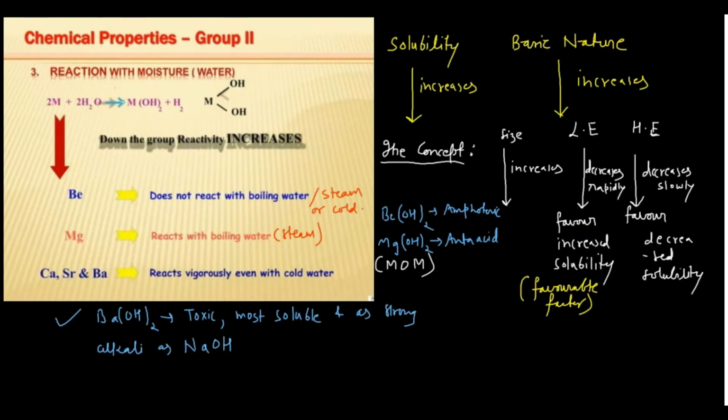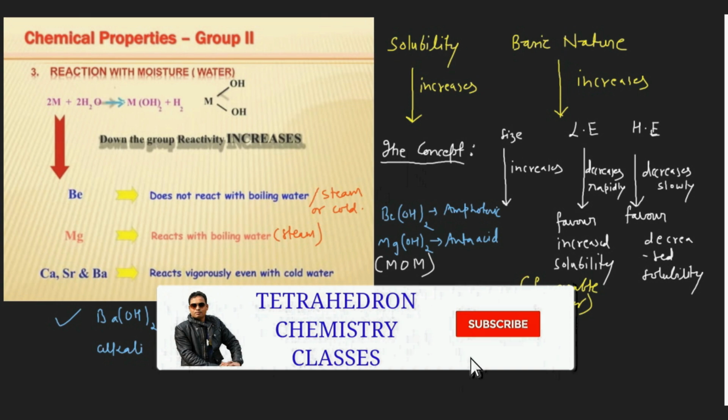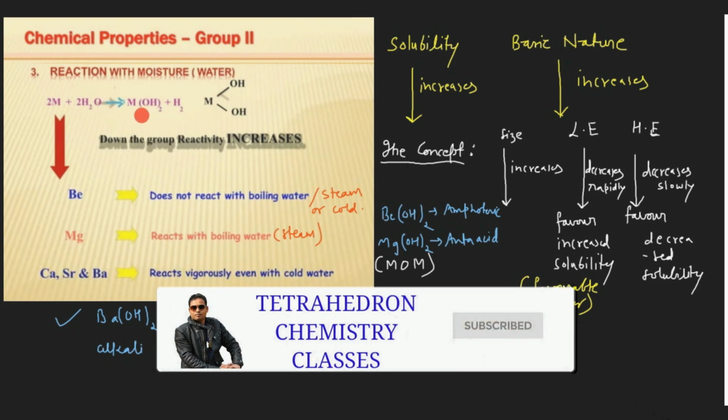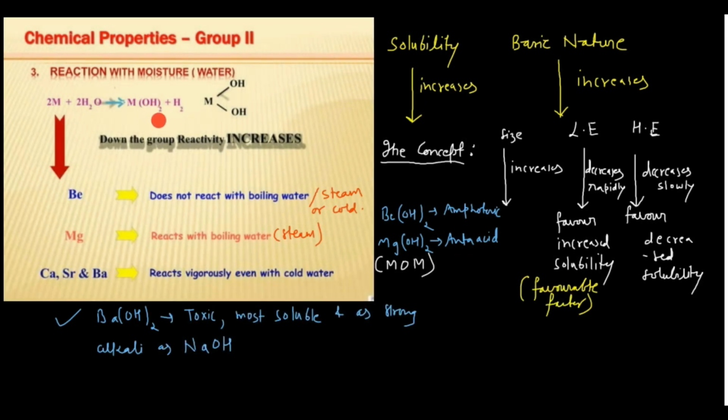Okay, now moving to the next one, reaction with water or moisture. Another very important aspect. You take two equivalents of the metal, they react with two equivalents of the water, and they form the hydroxide of M(OH)2 type with the evolution of hydrogen. That means from the water they can remove the hydrogen.